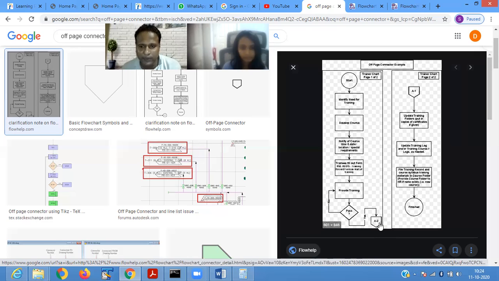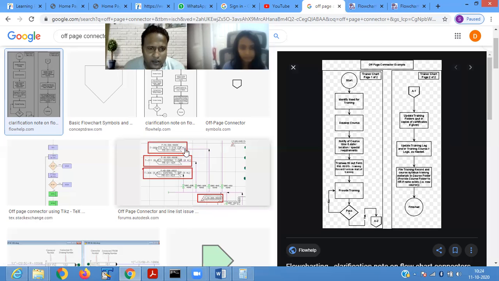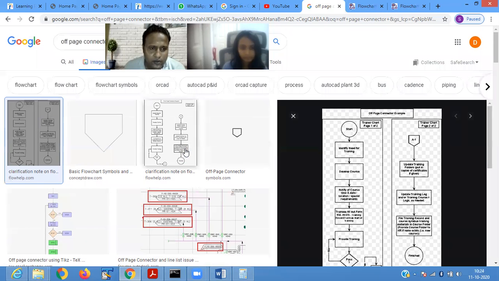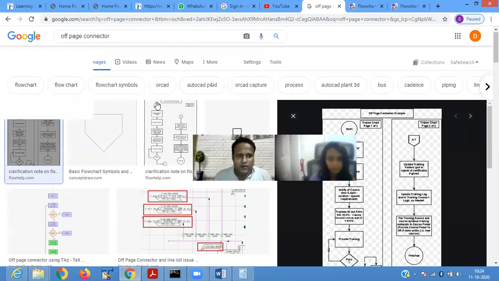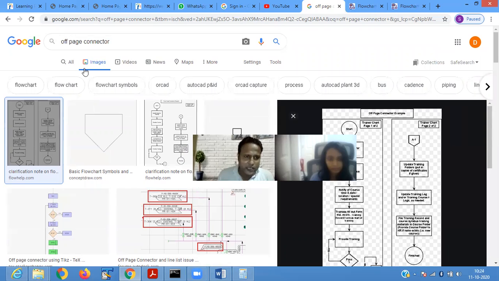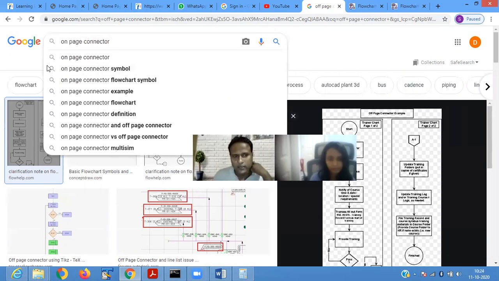Okay, so we leave here and again start from here. On the first page we're ending here by using the connector. In the second page we start with that connector. That means this flowchart on page number 1 is not over and it continues to the second page. Clear? Yes. Okay. Off page connector is what I am showing you here.